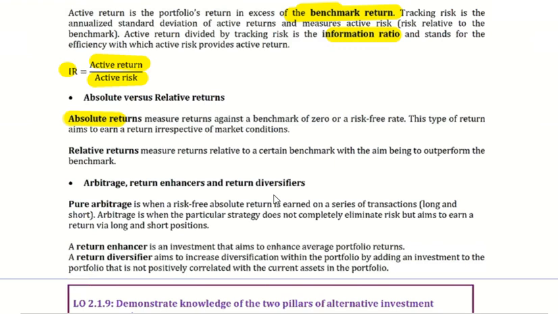We talk about some interesting concepts further here. Okay. Arbitrage, return enhancers, return diversifiers. Arbitrage in its purest form is risk-free profits. Okay, and again, that'll come up many times as we progress. A return enhancer is an investment that aims to enhance portfolio returns. A return diversifier, its aim is not to enhance returns, but to diversify the portfolio.